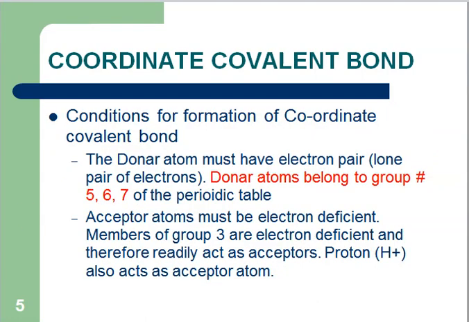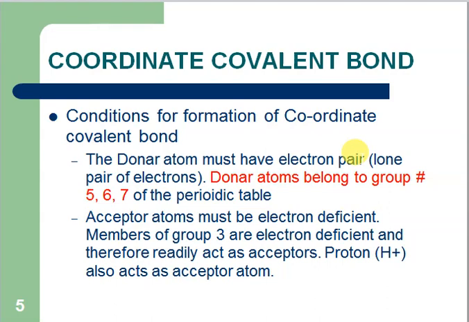So let's consider which types of atoms form a coordinate covalent bond. In order to form a coordinate covalent bond, it is necessary to have an atom that has the ability to give an electron pair. Right? You must have an atom that can donate an electron pair. Only those atoms can donate an electron pair which have lone pairs of electrons. So we must have one atom that has a lone pair of electrons.